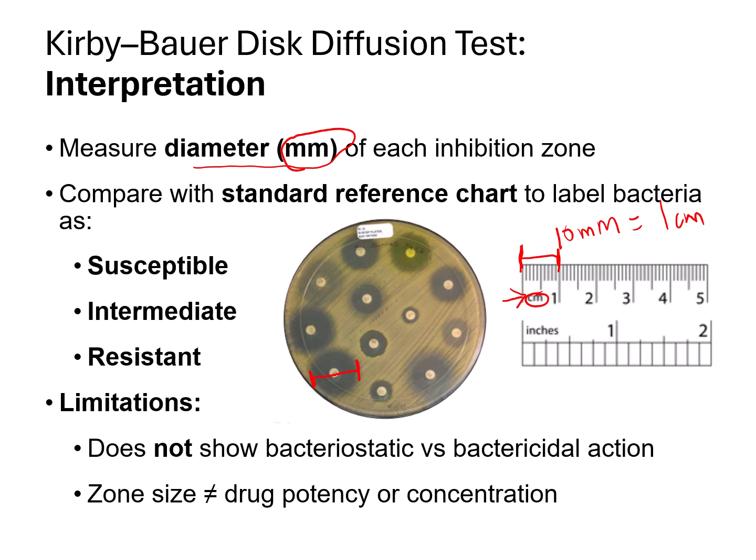And then I would compare this with a standard reference chart to see if the bacterium is susceptible, intermediate, or resistant to the antibiotic. But you have to be careful, because just because a zone of inhibition is large does not necessarily mean it's more effective than another antibiotic. You also have to consider the antibiotic itself. Is it so large that it could not diffuse across that Mueller-Hinton agar in the first place?